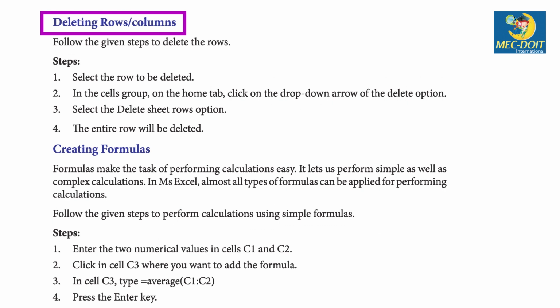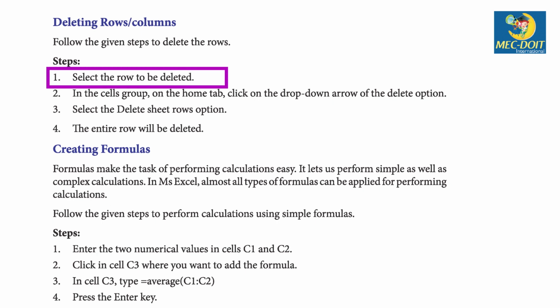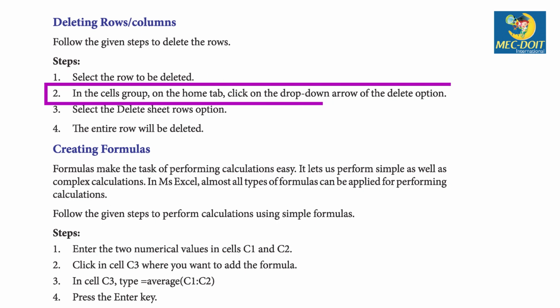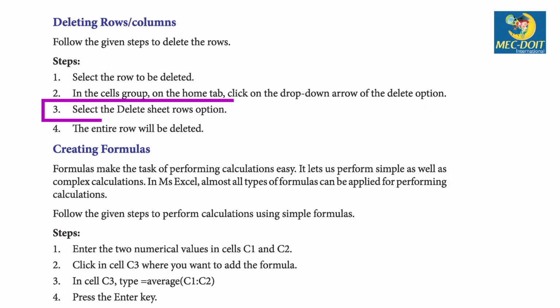Deleting rows, columns. Follow the given steps to delete the rows. Steps. 1. Select the row to be deleted. 2. In the cells group on the Home tab, click on the drop-down arrow next to the Delete option. 3. Select the Delete Sheet Row option.